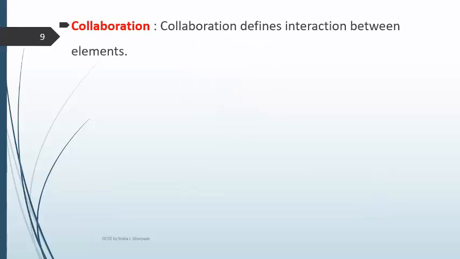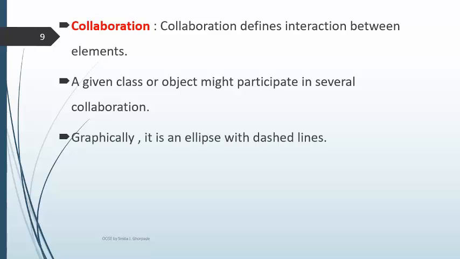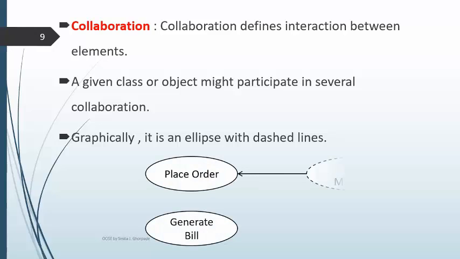Collaboration. Collaboration defines an interaction between different elements. Collaboration has structural as well as behavioral dimensions. A given class or object might participate in several collaborations. Graphically, it is denoted as dashed lines with the ellipse symbol.